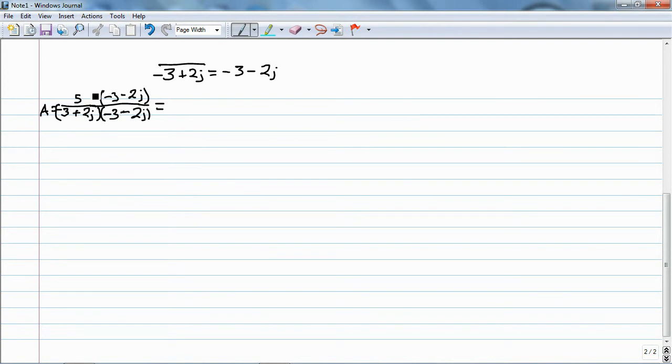On the top, this is going to be minus 15 minus 10j over, and now I've got minus 3 times minus 3 is 9, and I'm going to have plus 2j minus 3j is going to be minus 6j, and minus 3 minus 2j is going to be plus 6j, and plus 2j times minus 2j is going to be minus 4j squared.